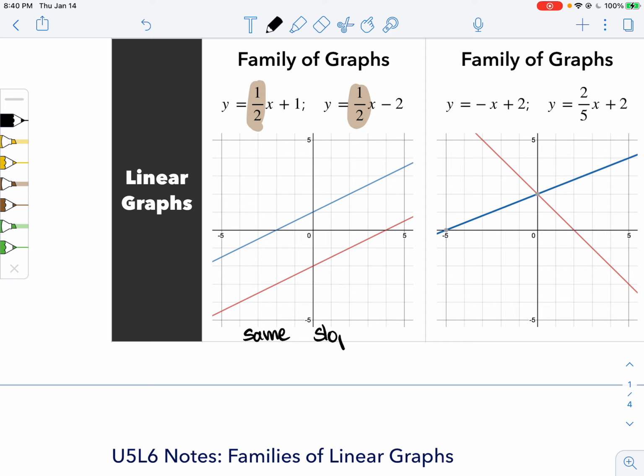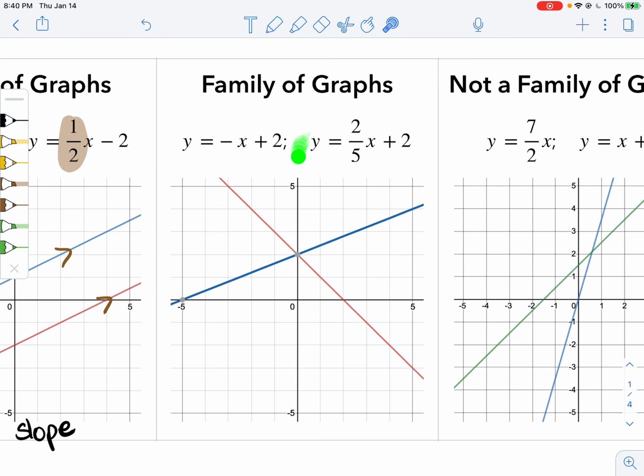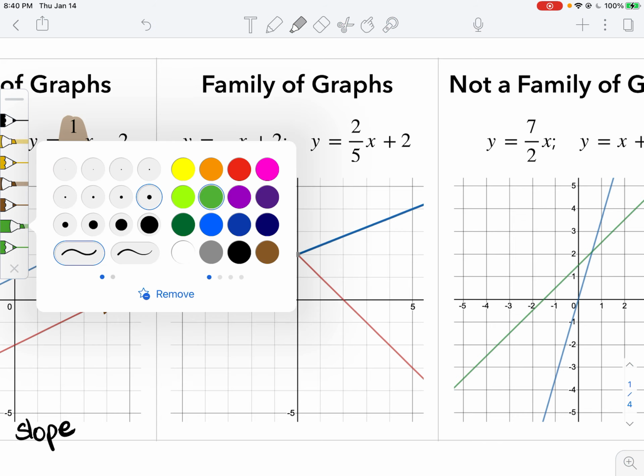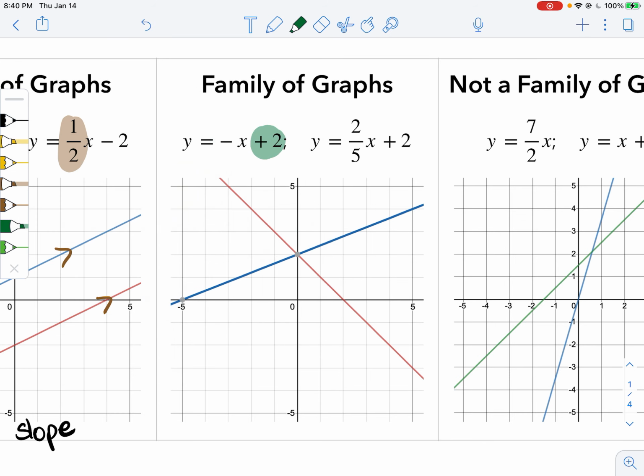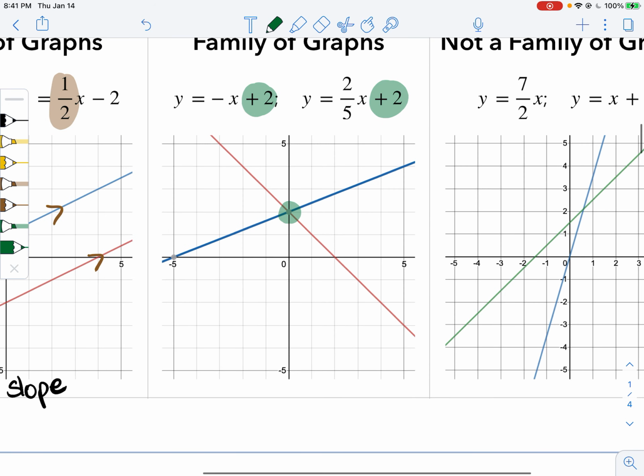You'll also notice that they're parallel. All lines with the same slope are parallel. They never intersect. So they're all increasing at the same rate. These guys are related not because they have the same slope. They have different slopes, but they have the same y-intercept right here. They are both +2. They both intersect the y-axis at 2. So they have the same y-intercept.